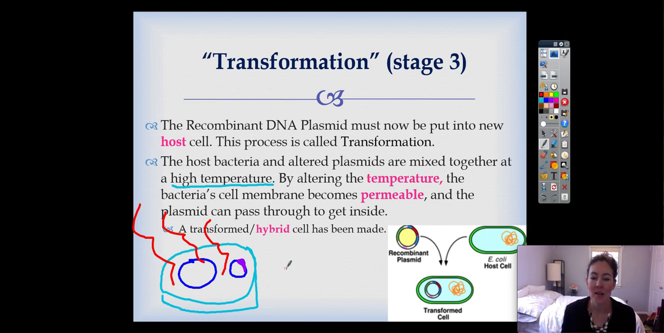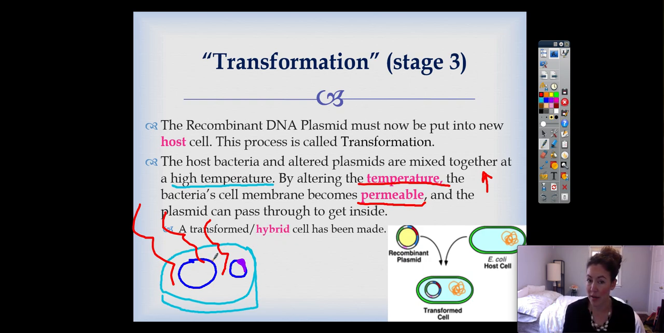Definitely. So the goal here, by increasing the temperature, the bacteria's cell membrane around the outside, which helps hold the bacteria together like the bacteria's skin, will become permeable. That was a word we learned back during the unit on cells. Permeable meant things can now go in and out through a membrane.